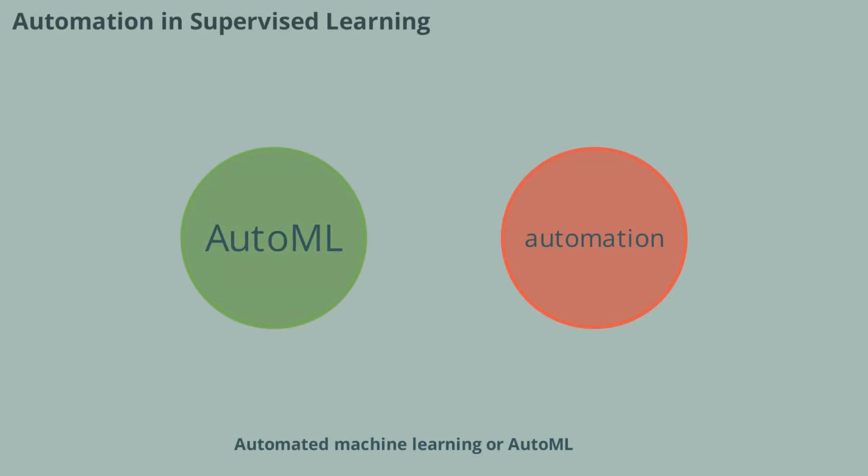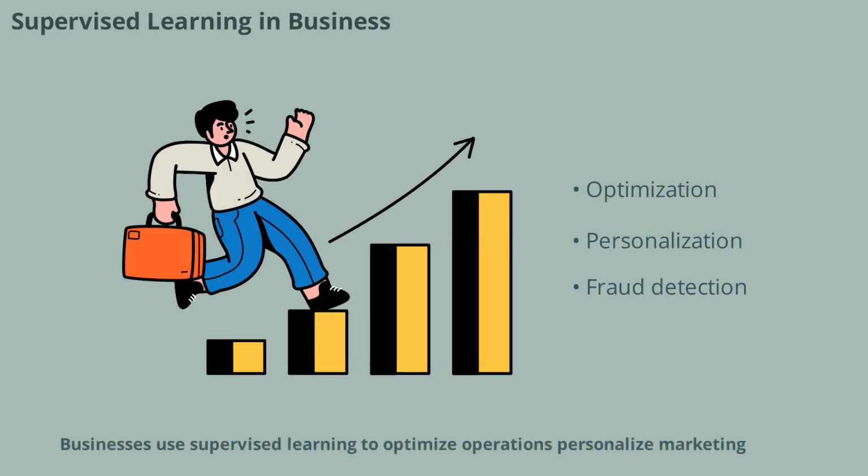Automated machine learning, or AutoML, simplifies the process of building supervised learning models. AutoML tools can automatically select algorithms, tune hyperparameters, and evaluate performance, making machine learning accessible to non-experts and speeding up development cycles.